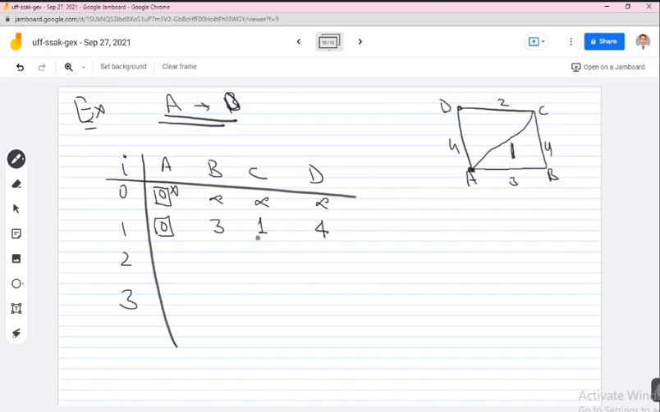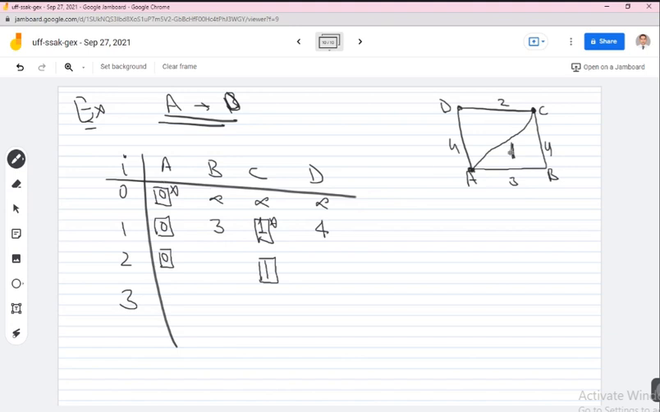So we have to choose the minimum of these. It is 1. So I will take the permanent level of this. I have already taken the permanent level of vertex A. Now we are here at C. What are the nearest points of C? D and B, and also A, but I have already taken the permanent level of A.